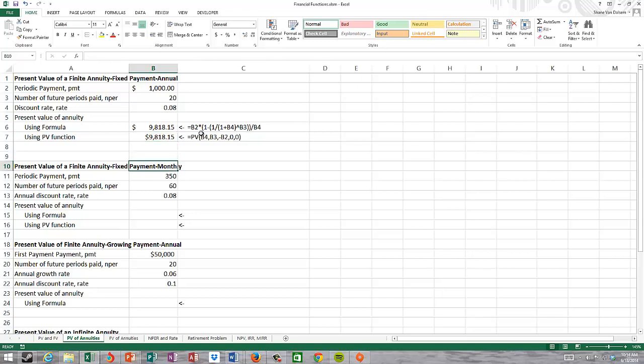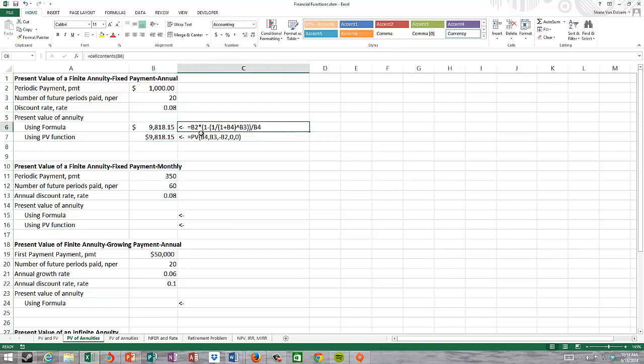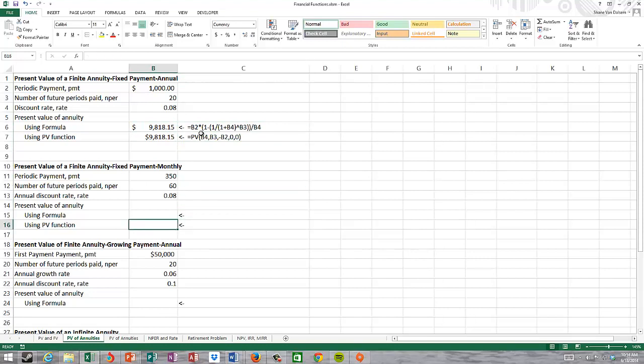For our second problem, I like to include the monthly payment in here because this is a mistake that a lot of people make. In the functions for Excel, if you have a monthly payment and an annual discount rate, you need to change that rate to reflect a monthly interest rate. Or if you have a quarterly payment, you want to change the rate based on the number of payments per year. So using the same formula we have up here, we also want to make the change in the interest rate in the formula.